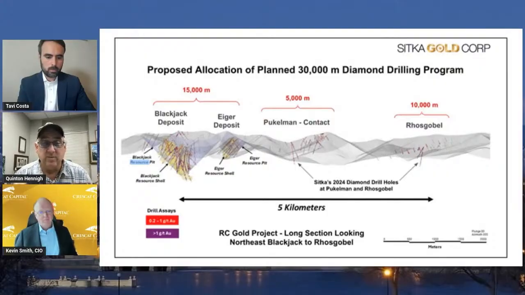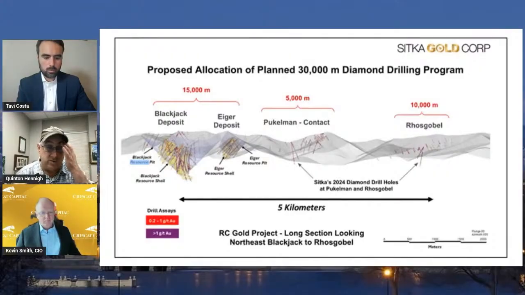Sitka, this image should really stick in everybody's head, because if you think of the upside down cow model, you can basically see, boom, boom, boom, we've got all of our teeth sticking up here. We know that they're poking up through the terrain. Blackjack's already a resource. It's growing. Eiger, resource, growing. They've even found mineralization between those in Saddle, growing. Pokemon at Contact. They just announced news this week.